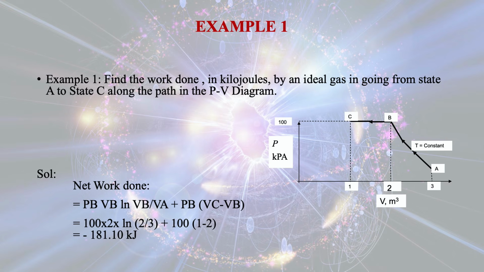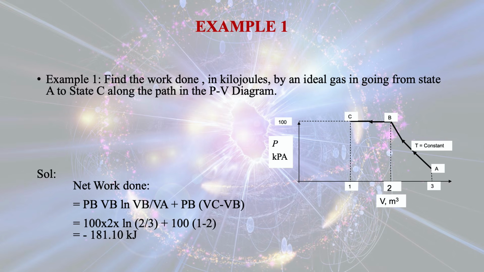But one very interesting thing is that in these expressions you are getting the final work done as negative. The reason is that this is the work done onto the system. That means it is a compression process. The initial volume was 3 meter cube and the final volume of the gas is 1 meter cube. So it is a compression process.